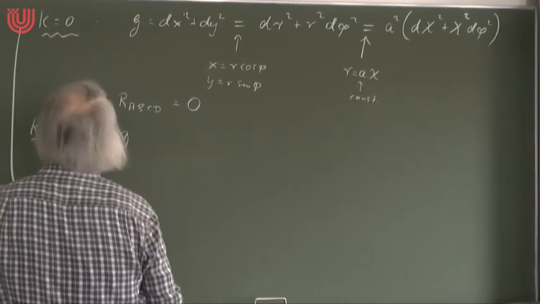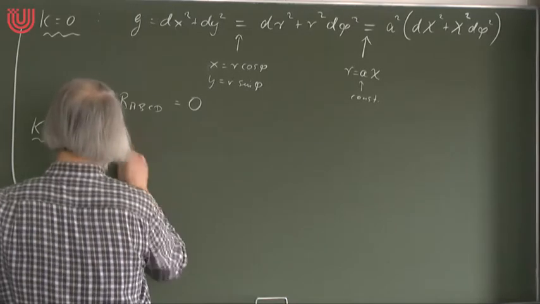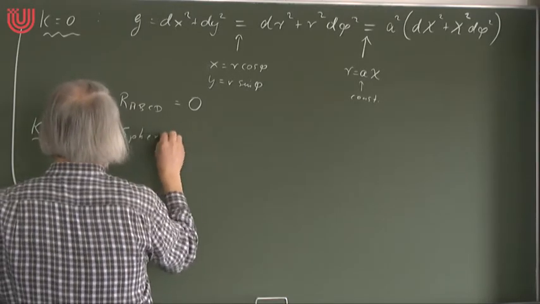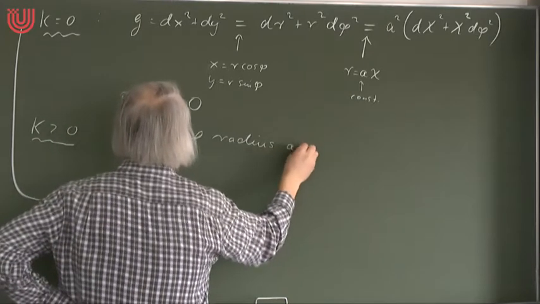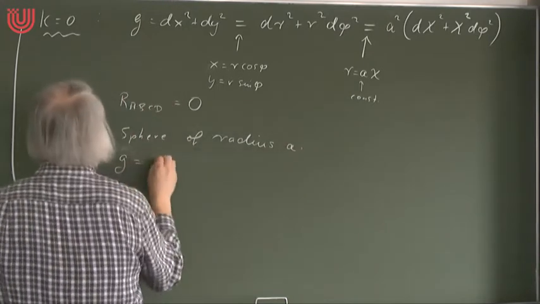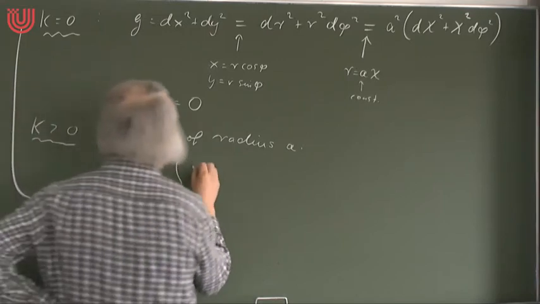I think everybody knows that the metric on the sphere of radius A has the form A squared, where usually we call the polar coordinates theta and phi. For a certain reason I want to call them chi and phi in this case. So what you usually call theta, now I call chi. And then it reads this here.